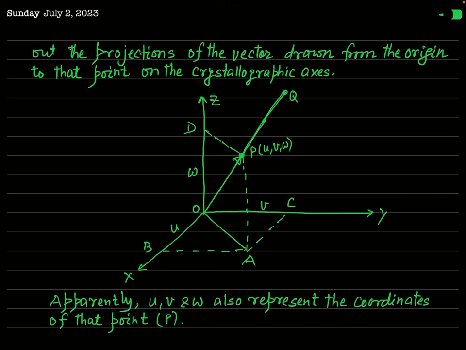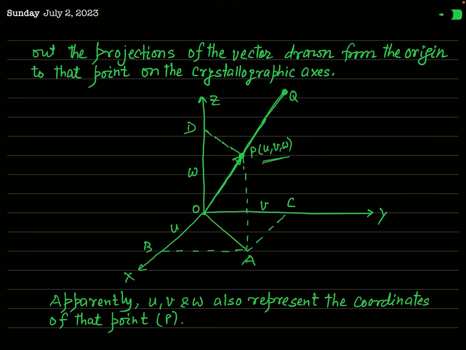Okay. Now, if our problem is to determine the direction of this line OQ, you can take any point on this line. As I have shown in this figure, I have considered two points, one is P and another is Q. Okay. And the origin has been taken at this point O. So we will simply join that point to the origin, and we will determine the coordinates of that point. For example, if you want to find the coordinates of point P, say these are U, V, W, how can you find them? We will simply find the projection or the components of the vector OP along the three crystallographic axes.